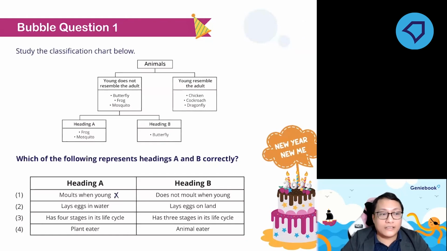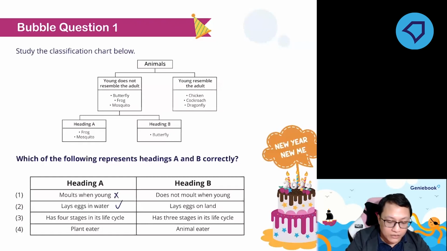Okay, is this heading true? Yeah. Both mosquito and frogs lay eggs in water. Yeah, the adults of mosquito and frogs lay their eggs in water. So this one is correct.